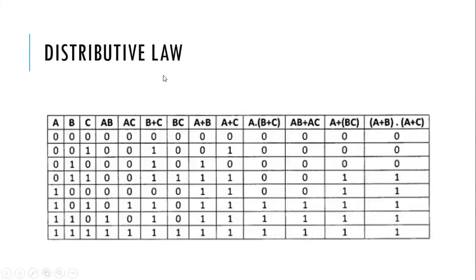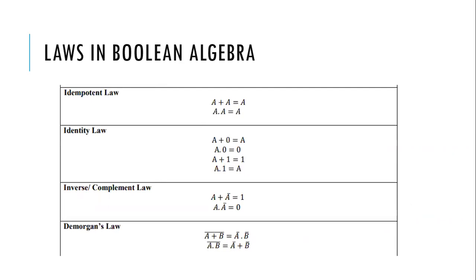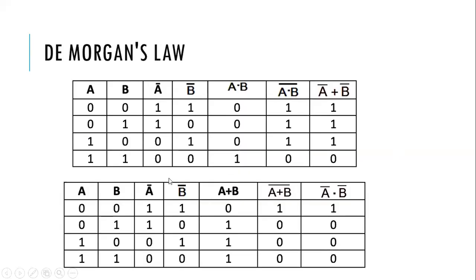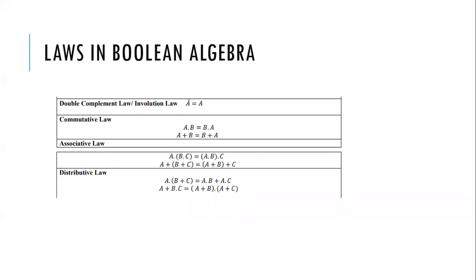Okay, now we discussed the laws. What are the laws we discussed? Idempotent law: A plus A is A, A into A is A. Identity law: A plus 0 is A, A into 0 is 0, A plus 1 is 1, A into 1 is A. Inverse or complement law: A plus A bar is 1, A into A bar is 0. De Morgan's law: addition changes to multiplication, multiplication changes to addition, and the larger bar should be separated. Then we discussed the double complement law. That is, if there are two bars, they will cancel together. That's called double complement law or involution law.